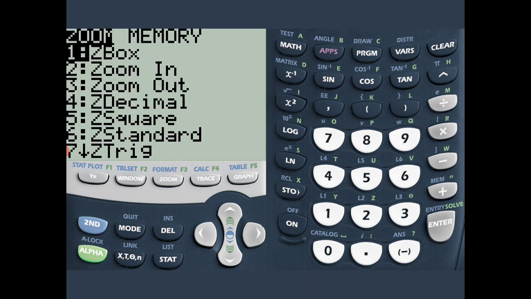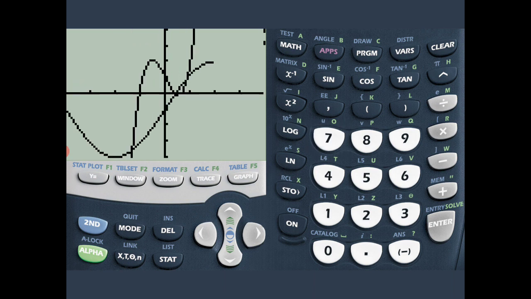I'm going to press zoom, and press zoom trig instead, option 7. And I can see it a little clearer now. There are, in fact, 3 different points of intersection.